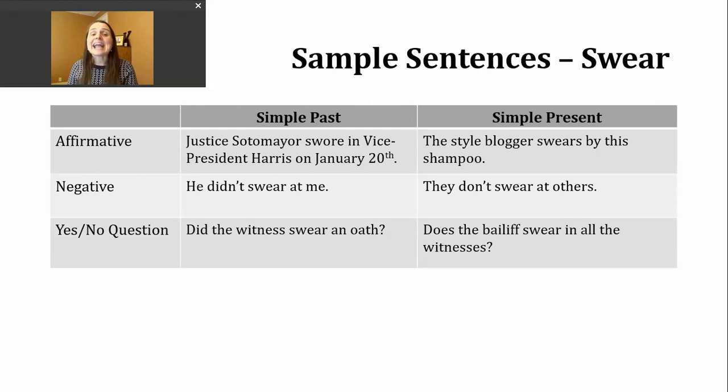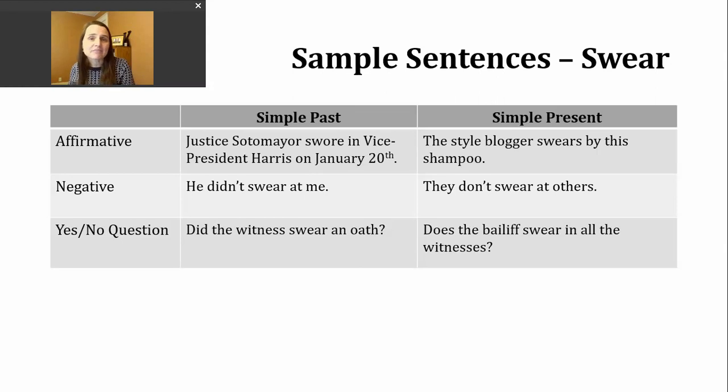If I want to make a negative simple past tense sentence, I'm going to use did not and then the base verb. So I'm not using the irregular in the negative. Here's an example sentence. He didn't swear at me. Now, this usage would be an example of using offensive words.